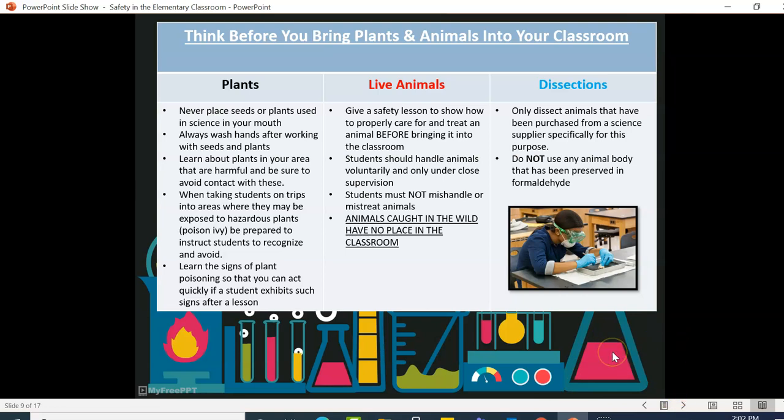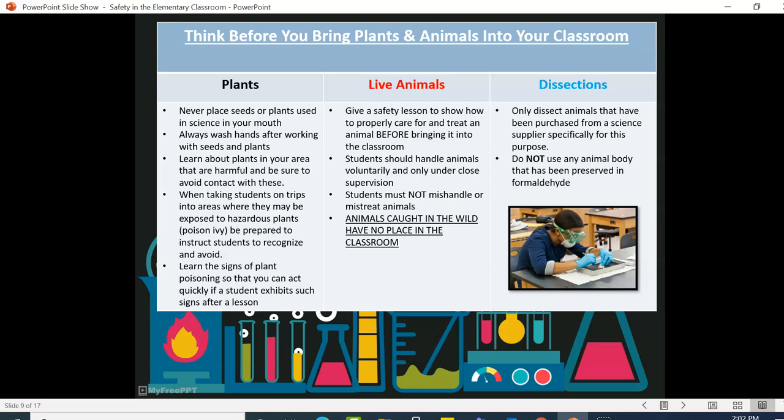Think before you bring plants and animals into the classroom. Here are things that we need to consider before bringing plants, animals, or having a class dissection. Never place seeds or plants used in science in your mouth. Always wash your hands after working with seeds and plants. Many store-bought seeds have been coated with insecticides, fertilizers, or both.